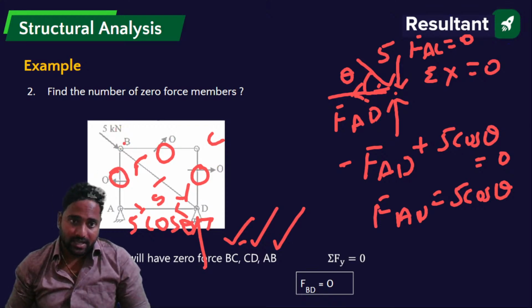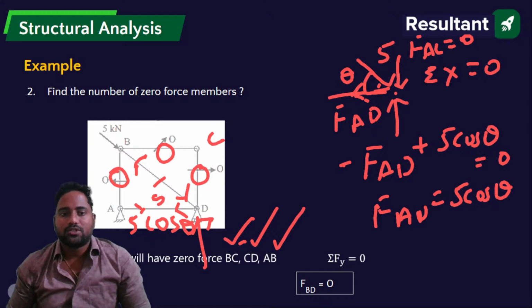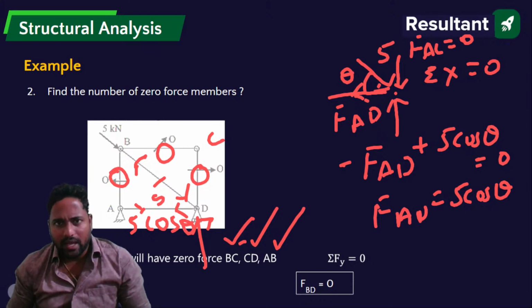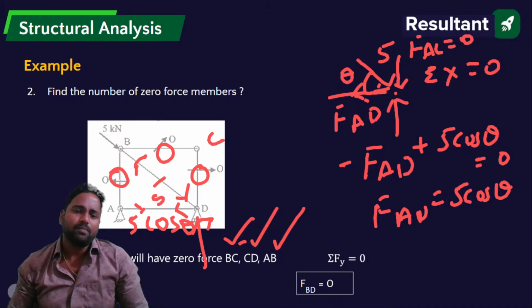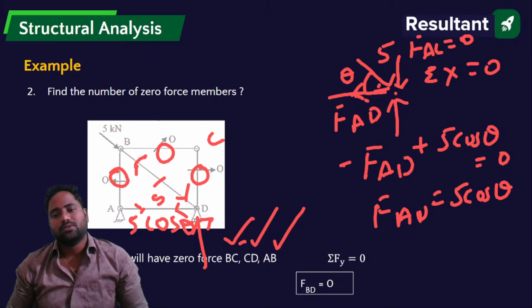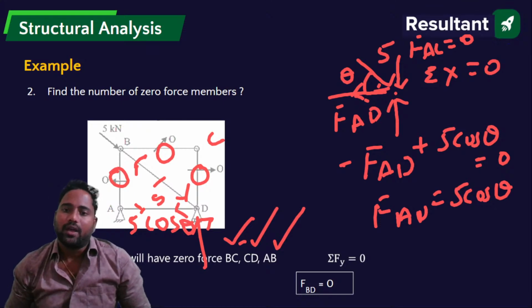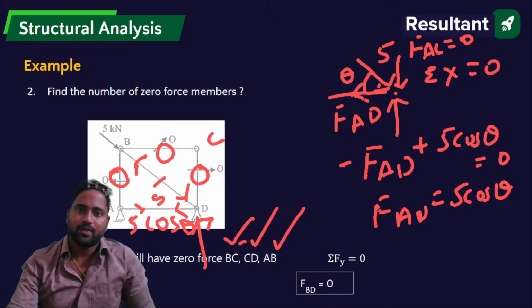Next I have considered equilibrium of joint B, and by using equations of equilibrium, summation of forces in x direction equals 0, summation of forces in y direction equals 0, I got FAB equals 0. And since I have a doubt regarding AD also, based on that I tried to calculate force in member AD. I got 5 cos theta. So this is how you try to find out FAB and forces in the different members.